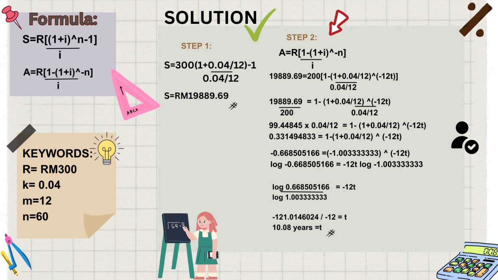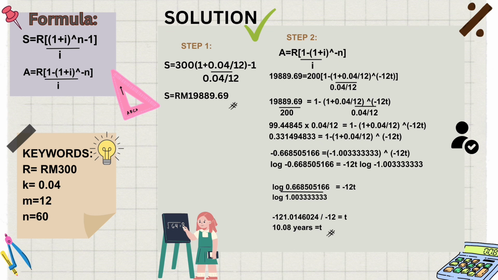For step 2, we will search for the years. We will use the second formula, which is A equals R times (1 minus (1 plus i) to the power of negative n), over i. You just need to substitute the S into the A. So we will get 19,889.69 equals 200, in the bracket 1 minus (1 plus 0.04 over 12), and the exponent will be negative 12t.